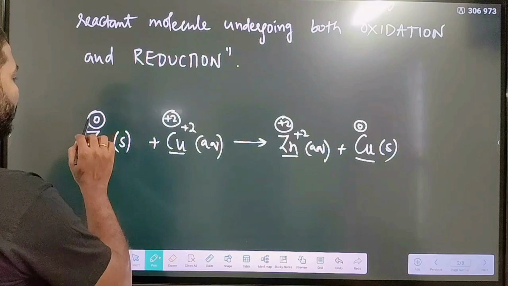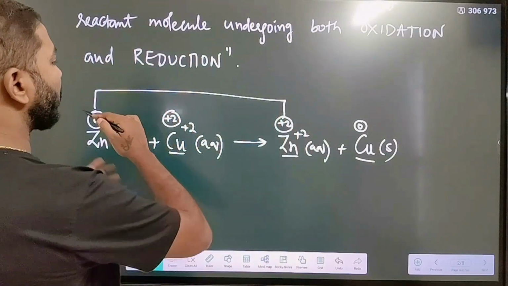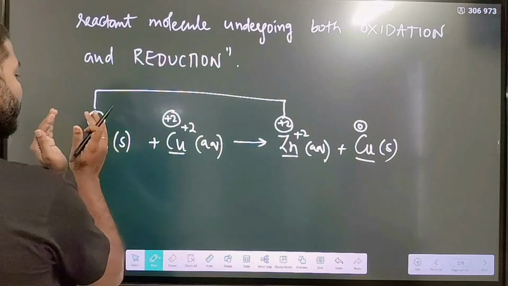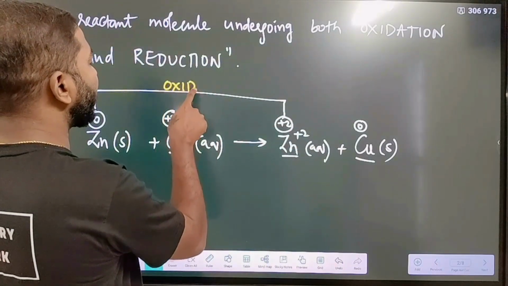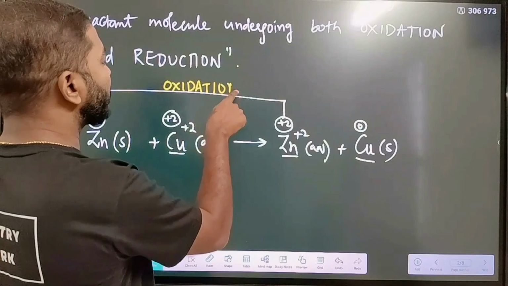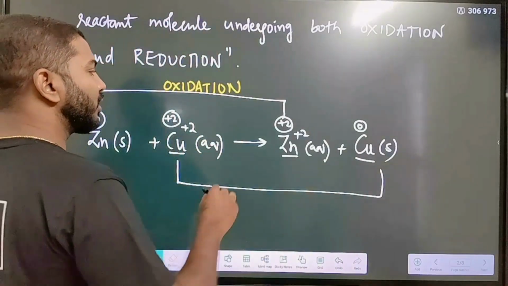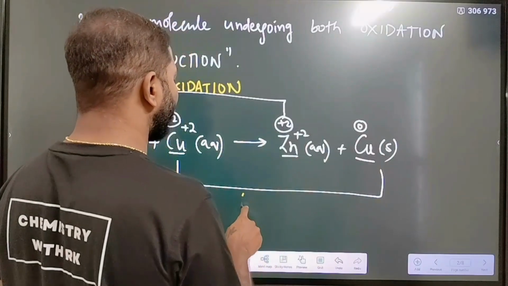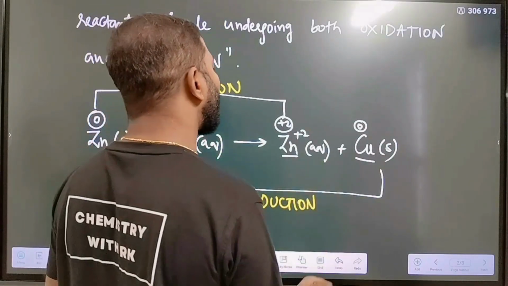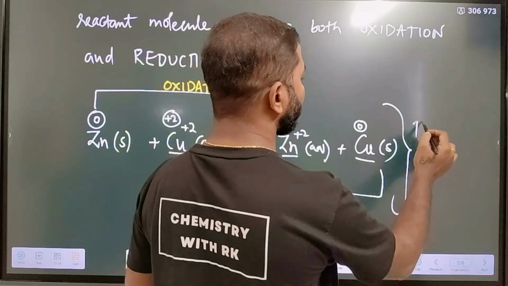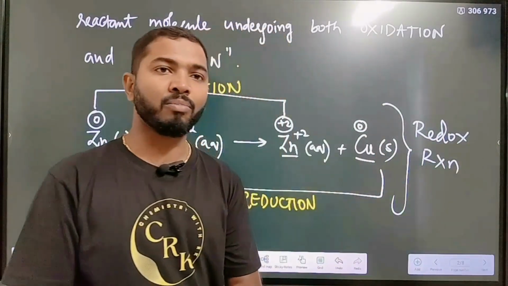Now, zinc goes from 0 to plus 2, an increase in oxidation number, so we can call it oxidation. Similarly, copper plus 2 to copper 0 is a decrease in oxidation number, so we call it reduction. So this is a normal redox reaction.